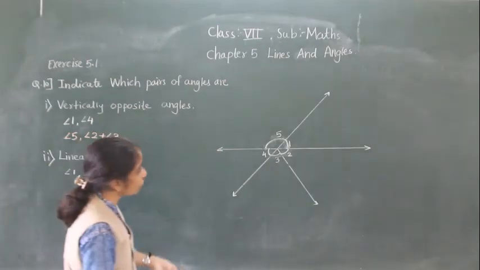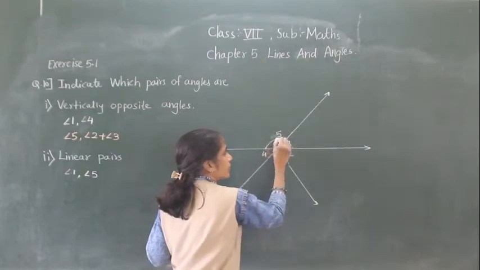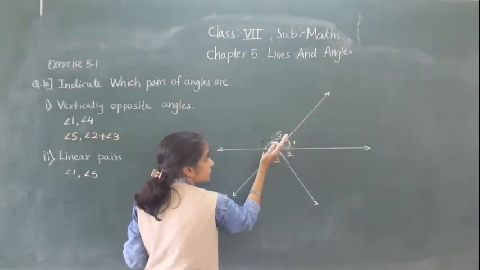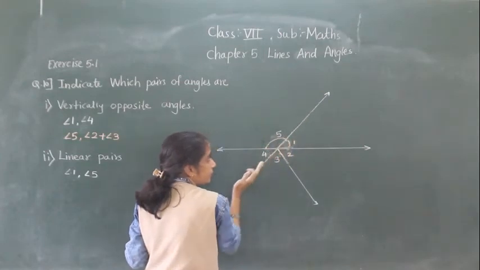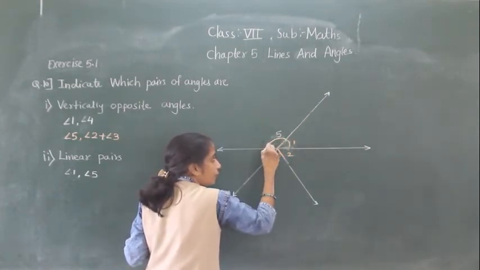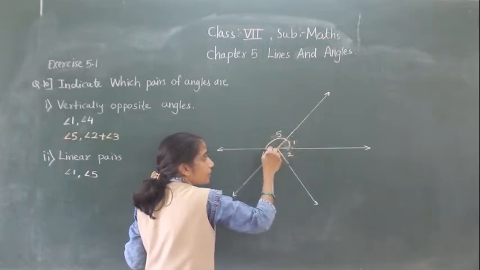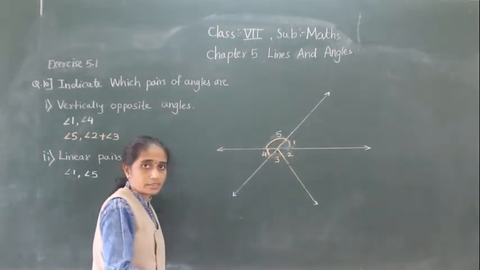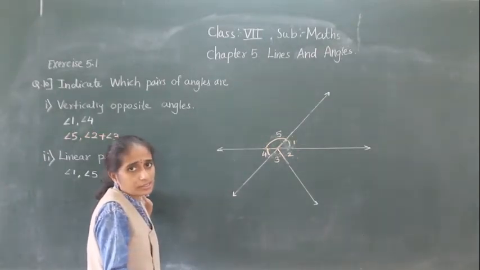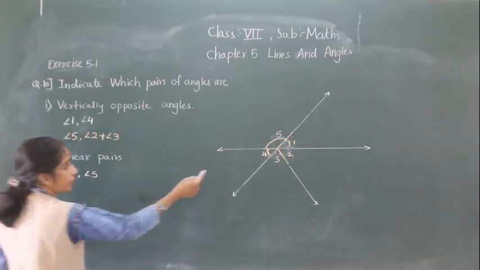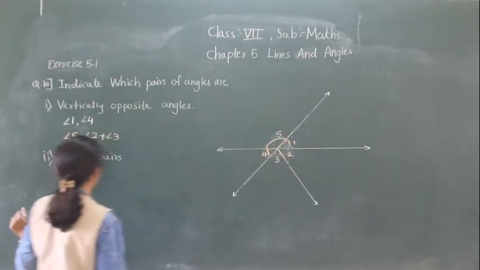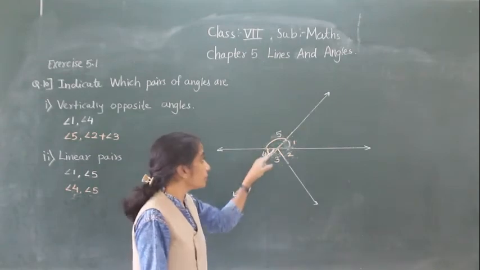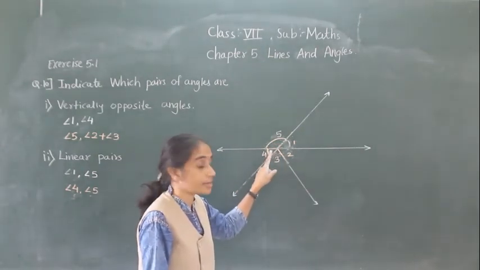Okay, we will find one more pair. See here, this is a straight line. If you take angle 5 and angle 4, they are supplementary. These are the supplementary angles. A supplementary pair forms a linear pair. So which are the linear pairs from here? Angle 4 and angle 5 form a linear pair. Both angles are supplementary, so these pairs are called linear pairs.